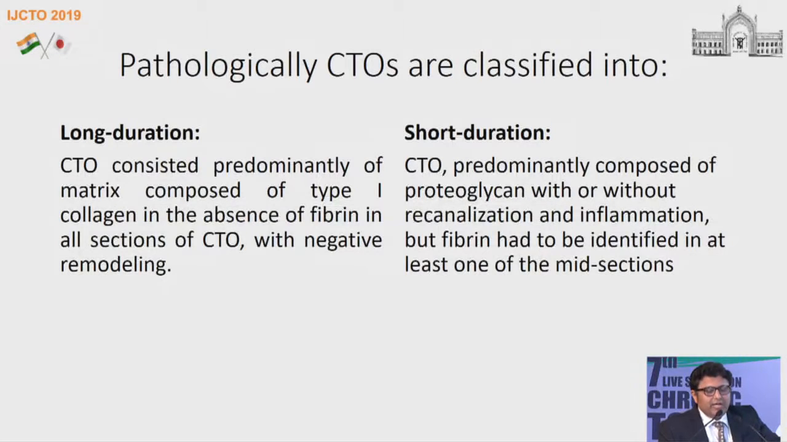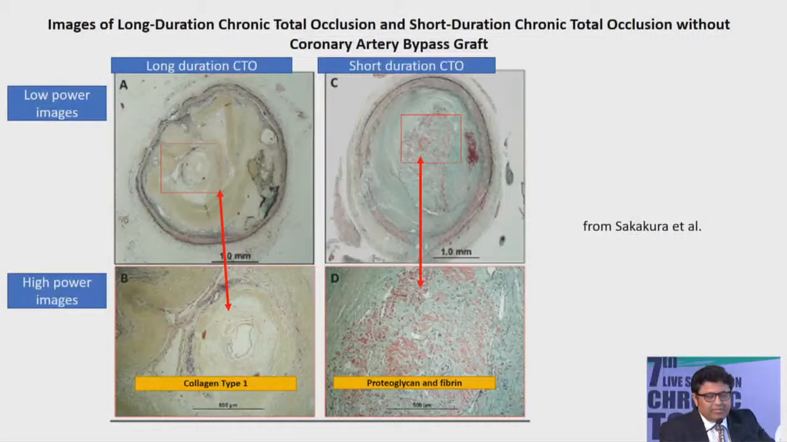Pathologically, CTOs are classified into long duration and short duration. Long duration CTOs consist predominantly of type 1 collagen in the absence of fibrin in all sections of CTO, with negative remodeling. But short duration CTOs are composed of proteoglycan with or without recanalization and inflammation, but fibrin had to be identified in at least one of the sections.